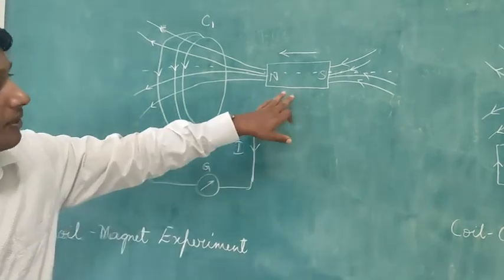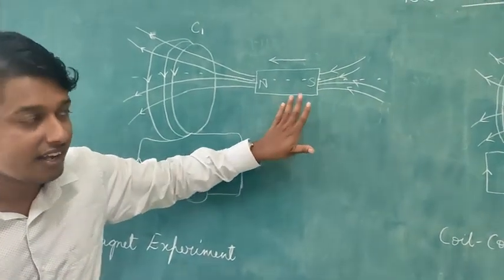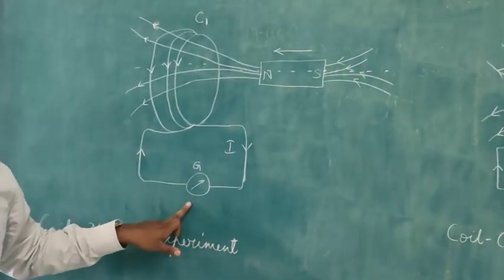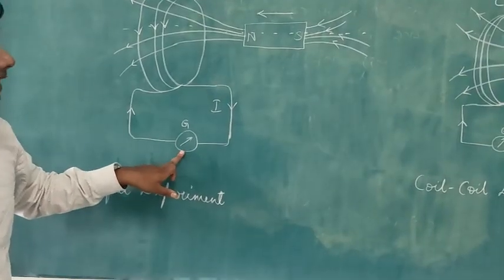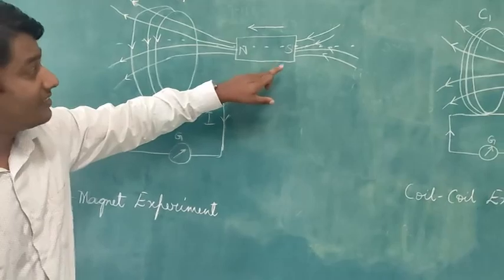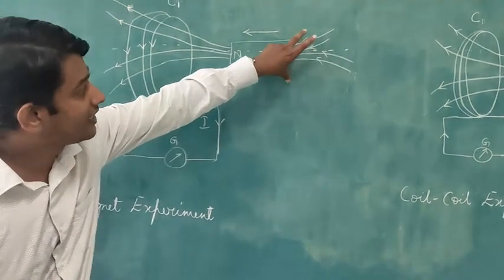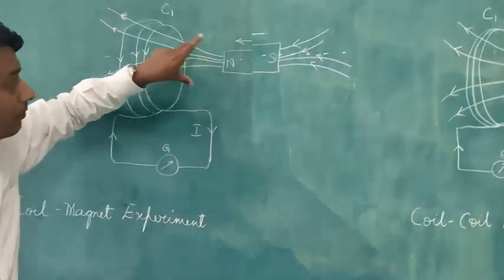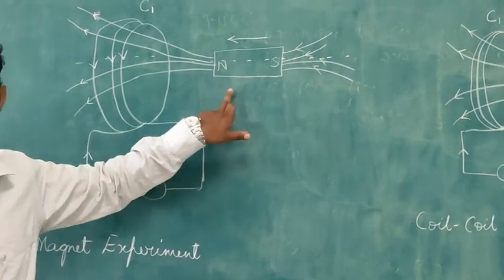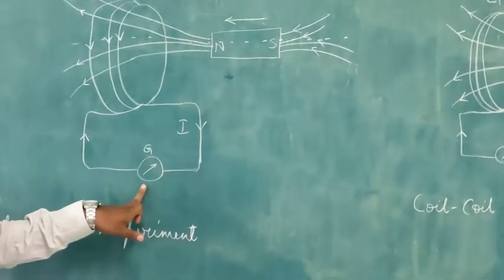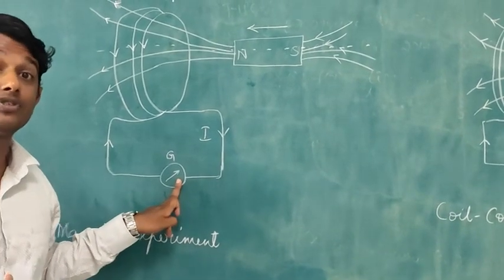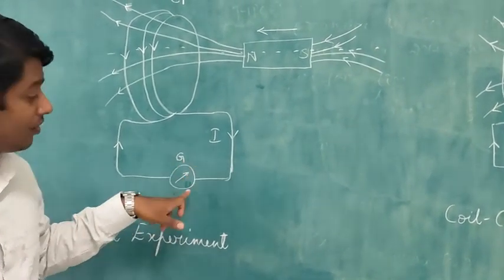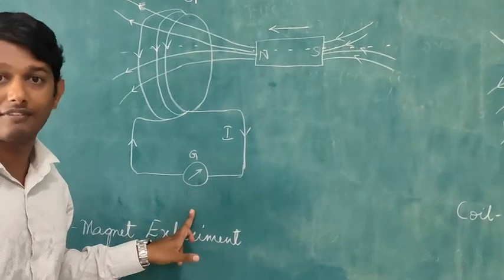When the magnet was kept stationary, he didn't observe any kind of deflection in the galvanometer. Since there was no variation in the magnetic field, he could not observe any deflection in the galvanometer.